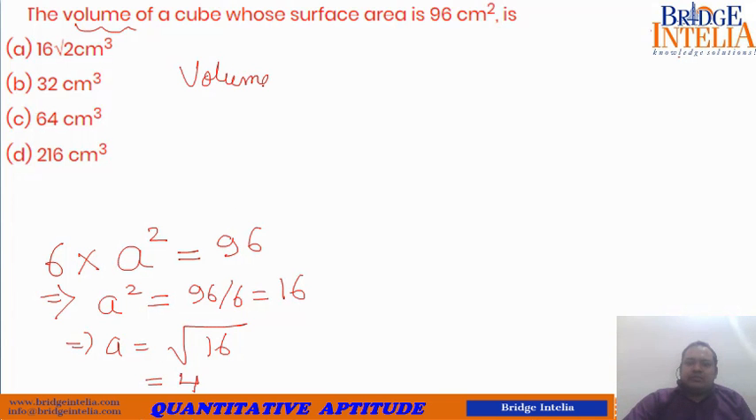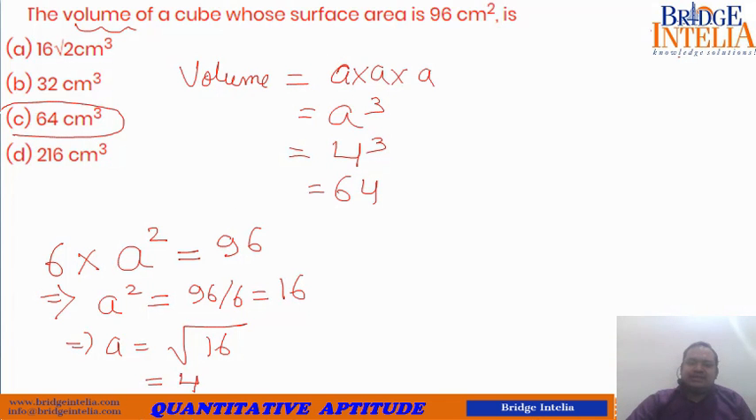Formula for volume of a cube is what? Length into breadth into height, which is a into a into a. So it is equal to a cube. In our case that will be equal to 4 cube, which comes out to be 64 centimeter cube. So this is the correct answer.